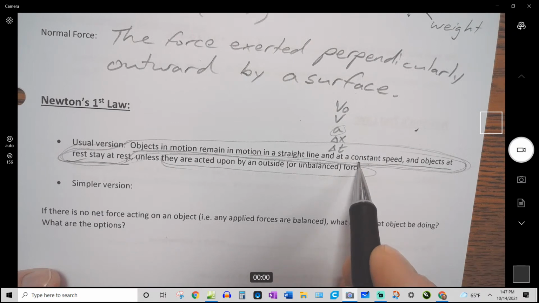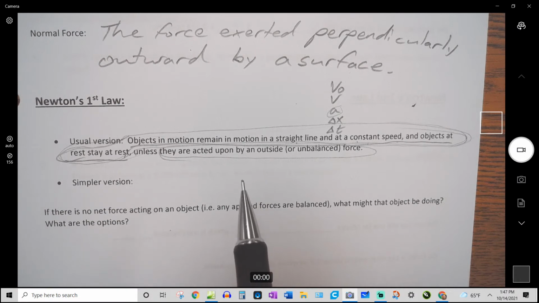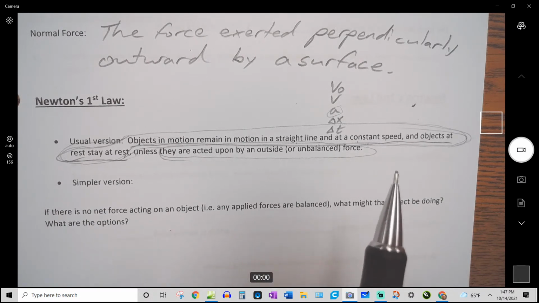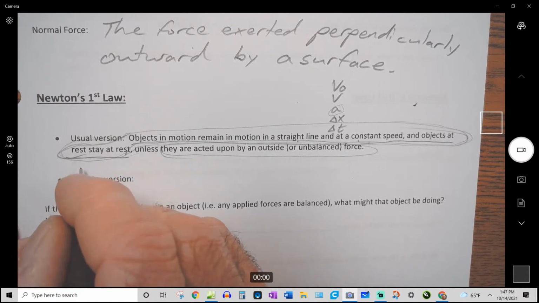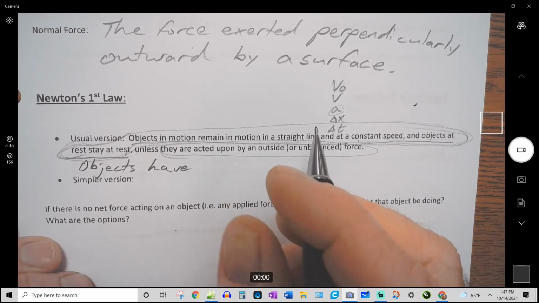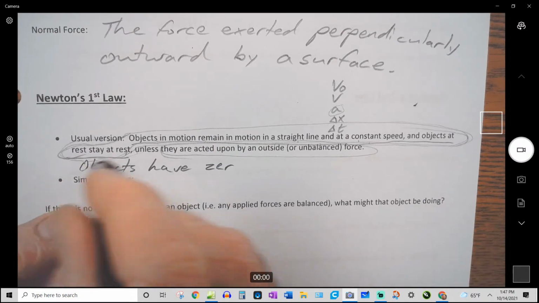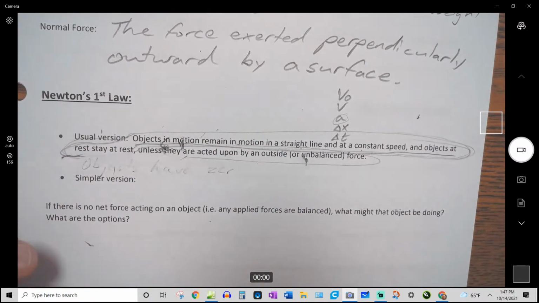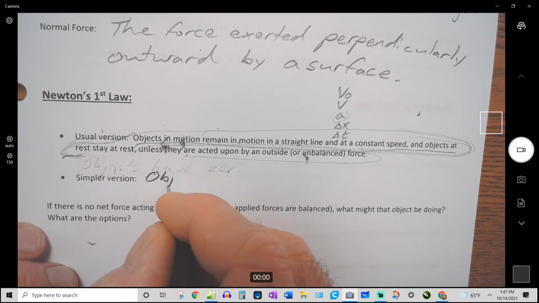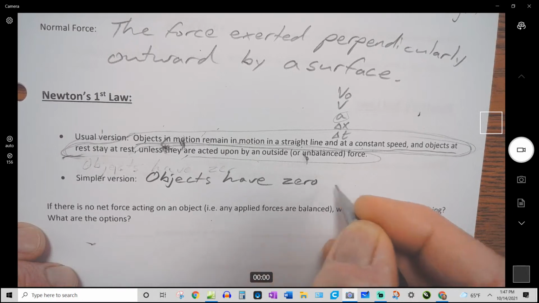You said four words. Yes. My four words are objects have zero acceleration. That's five. Wait, never mind. I had to count again. It's okay. I carefully counted, but that doesn't mean I miscounted. I didn't miscount. So objects, acceleration is really long. Have, yes, it's at least two words long. Zero. Oh, I'm writing it in the wrong place. I'm going to write it down here by the simpler version. Objects have zero acceleration.